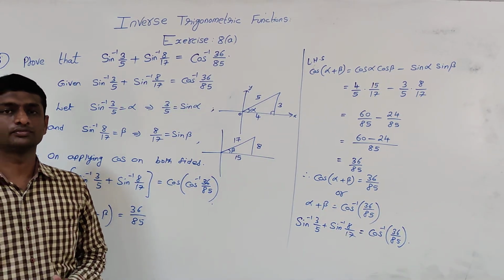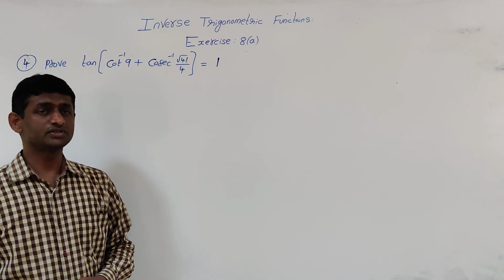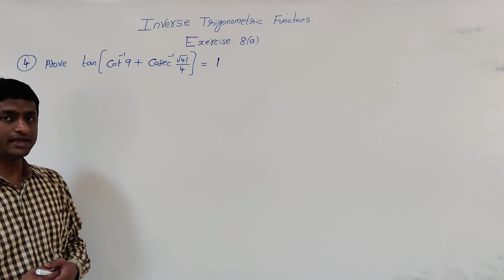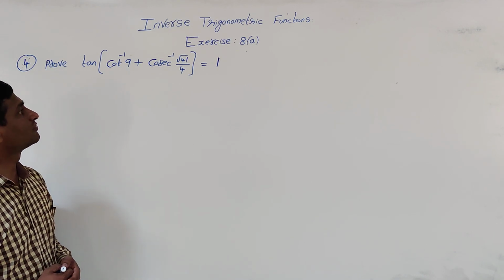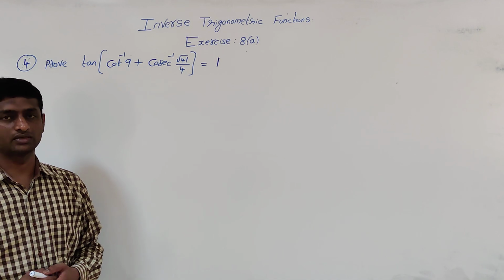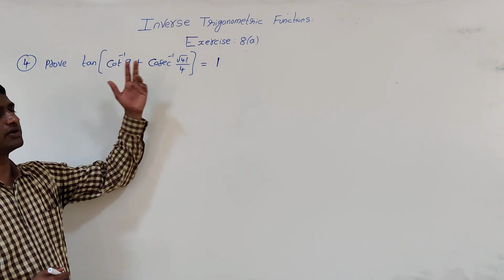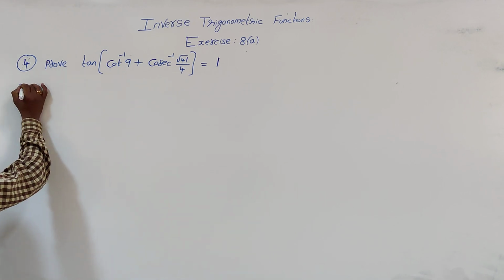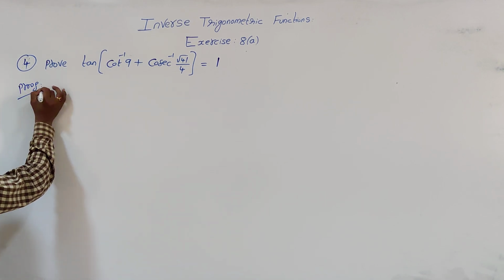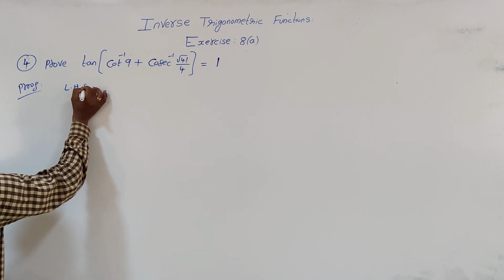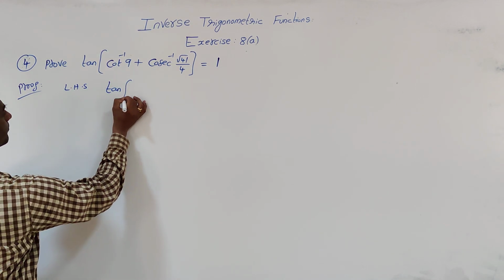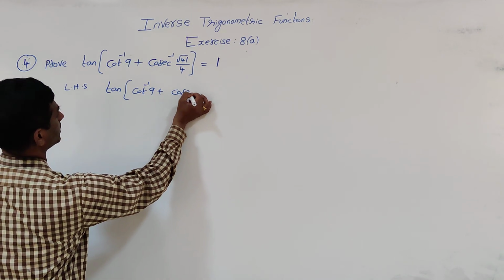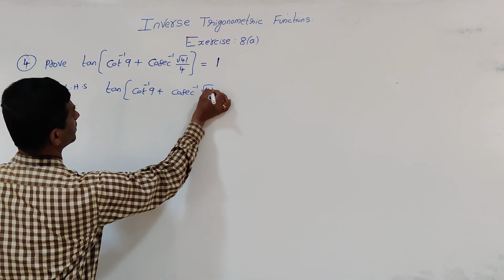Next problem. So the next problem is, prove that tan of cot inverse of 9 plus cosecant inverse of root 41 by 4 is equal to 1. So we'll take the LHS and we will prove that it is 1. So LHS: tan of cot inverse of 9 plus cosecant inverse of root 41 by 4.